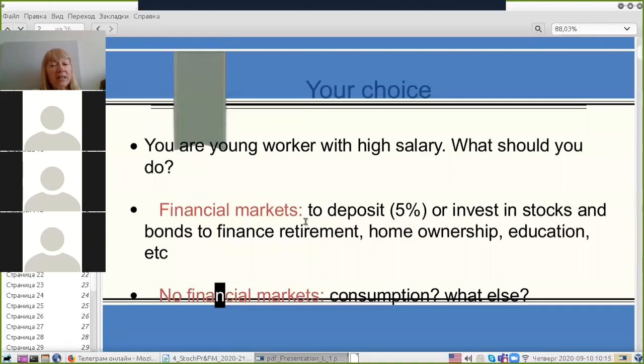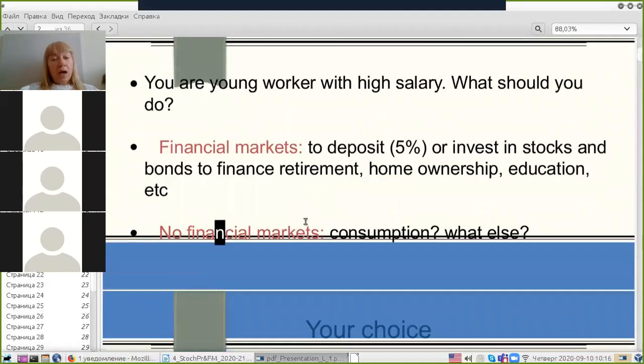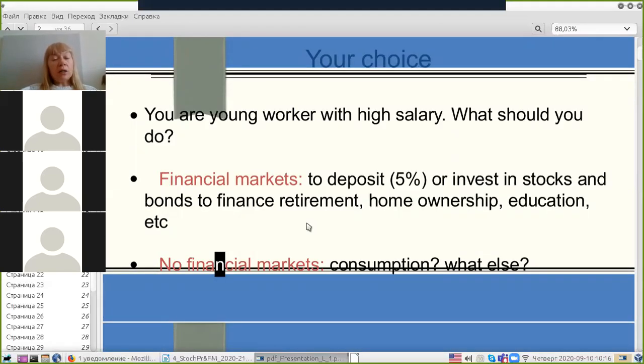Imagine that you're a young worker with a high salary. What should you do? If you have access to financial markets, you have the possibility to deposit or invest in stocks and bonds, to finance retirement, home ownership, education. In other words, you have the possibility to move your money from the present moment to a future moment, from a moment where you have a lot of money, it can be described as a state of nature, to another state of nature where maybe we haven't a lot of money. But if you haven't a financial market, only consumption, what else?